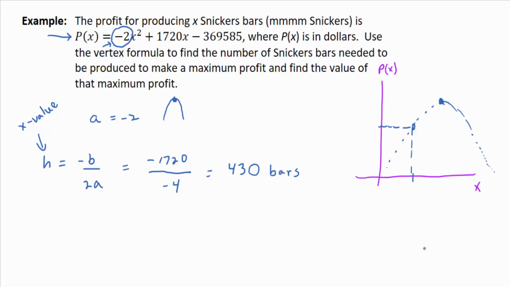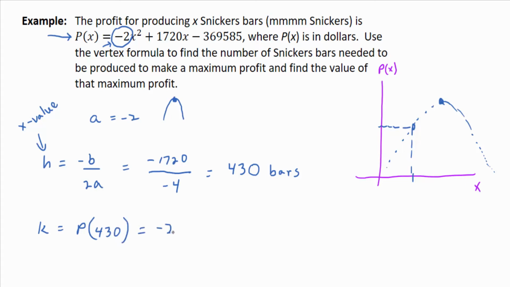Oh, but that's not the profit itself, is it? So H gives you kind of the location horizontally of the vertex, but it's the y value, the output, the P of x value in this case, that's going to be the maximum profit value. So you got to find K to get the profit. The output is the profit. Okay, so how do you find the profit that corresponds with producing 430 bars? Yep. So K is going to be P of 430.